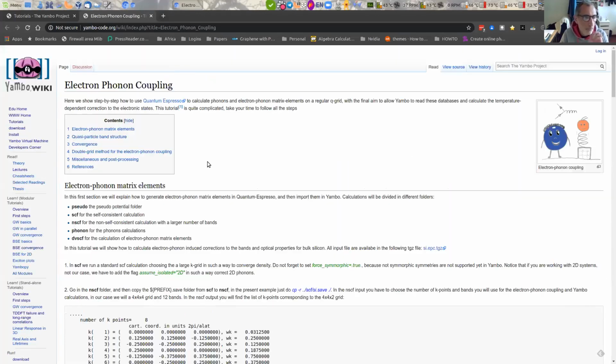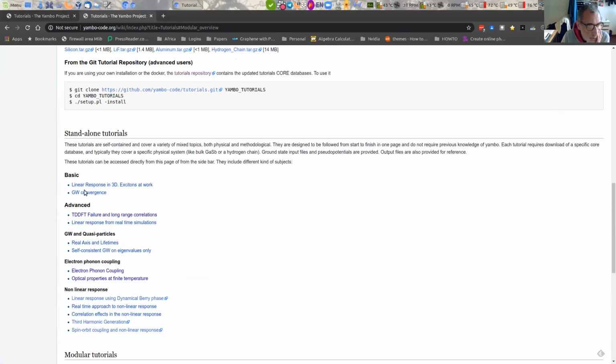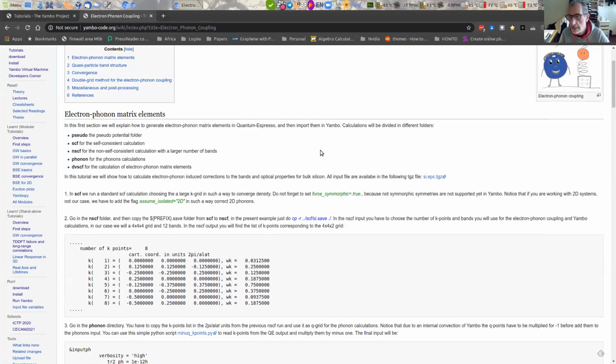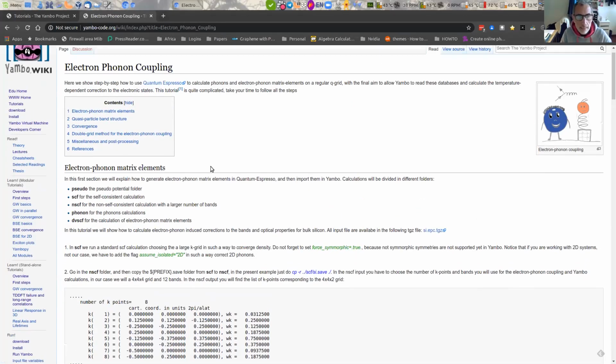Yes. Lovely. So you can go on the wiki, and here in the overview, in the standalone tutorials, you find the electron-phonon coupling. Here it is. And here there is everything. This morning I did it again, and it's complete. And with this I conclude: the calculation of electron-phonon effects in Yambo is more involved compared to the standard GW calculations, because you need a ballet of PW components and Yambo. So it is a structured procedure that is perfectly described in this tutorial.